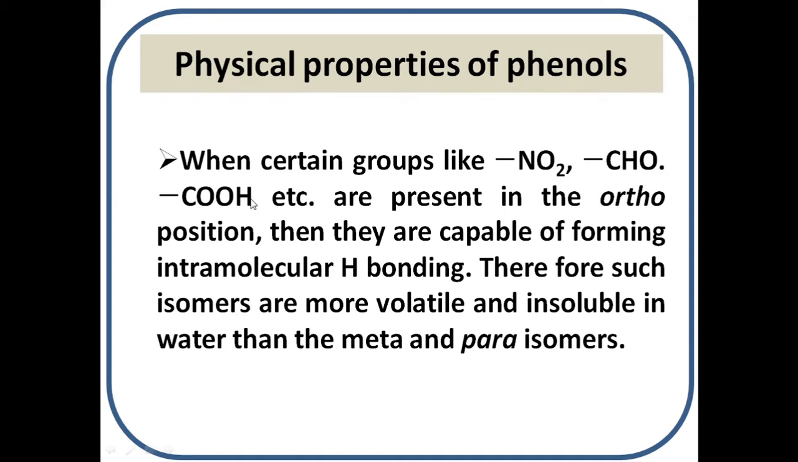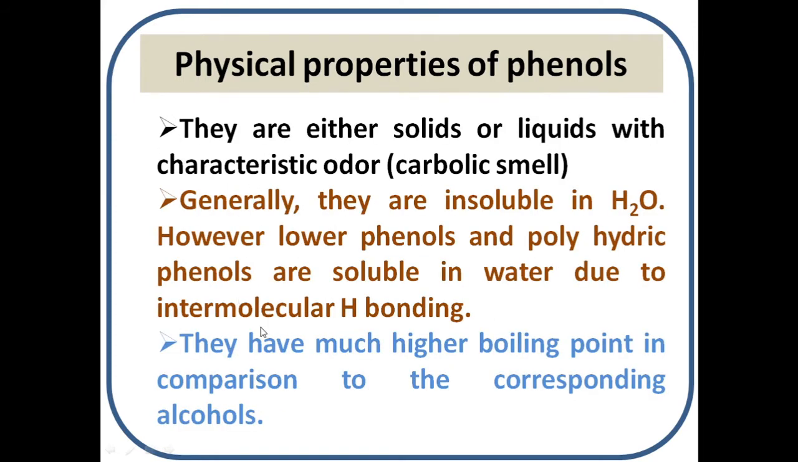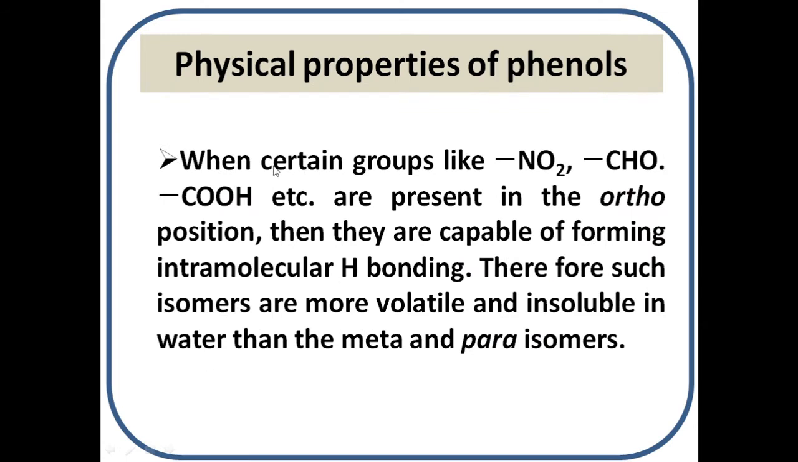So we have seen that phenols can form intermolecular hydrogen bonding. In the same fashion, they are also capable of forming intramolecular hydrogen bonding. That is, if certain groups like say nitro group or aldehydic group or carboxylic acid group, etc., are present in the ortho position to the phenolic OH, then they are capable of forming what are known as intramolecular hydrogen bonding. The consequence of such intramolecular hydrogen bonding is that such isomers are more volatile and insoluble in water than the meta and para isomers.